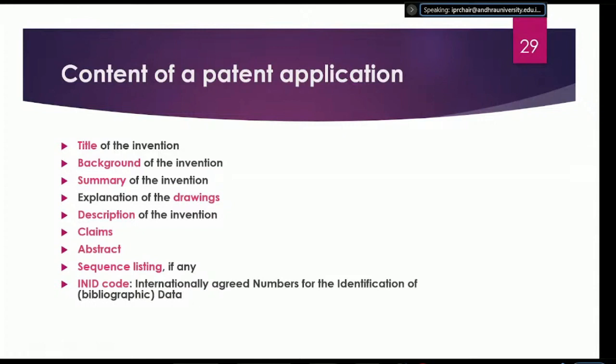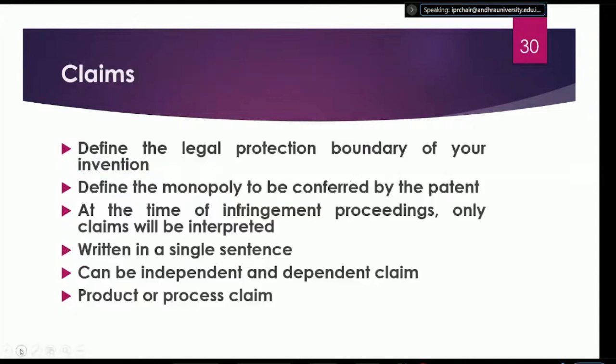Then you will have an abstract. If you are filing some sequences, like DNA sequences or protein sequences, then you will have a sequence listing also, and there will be INID codes on the left of your patent application. Here I am defining what the claims are.